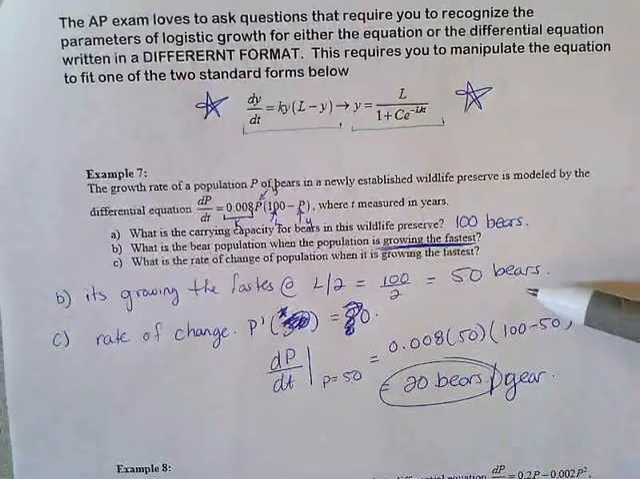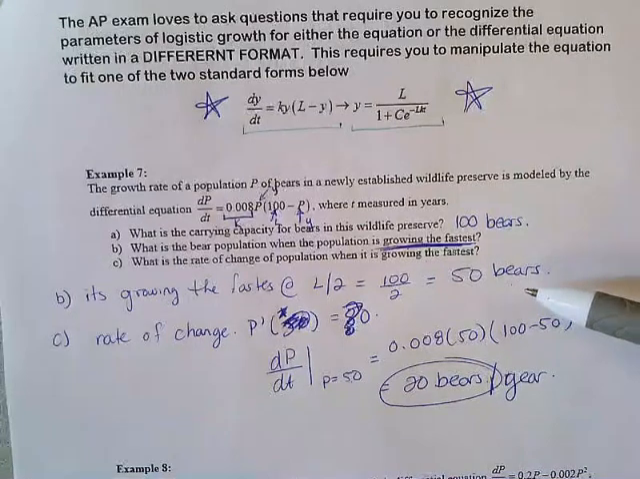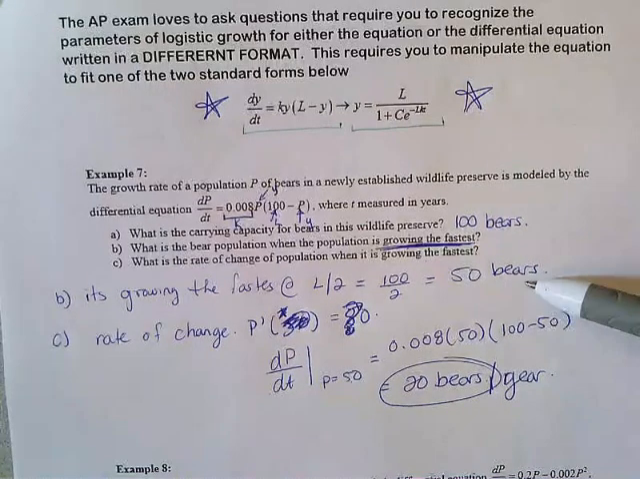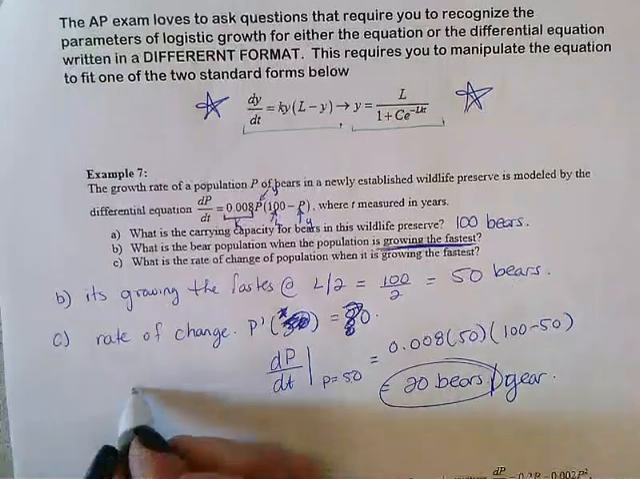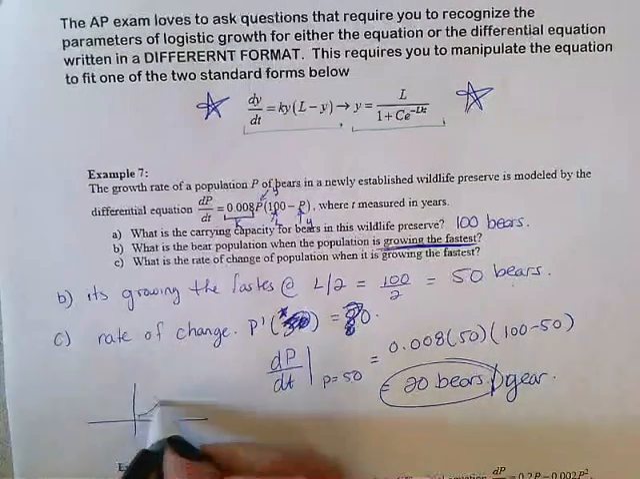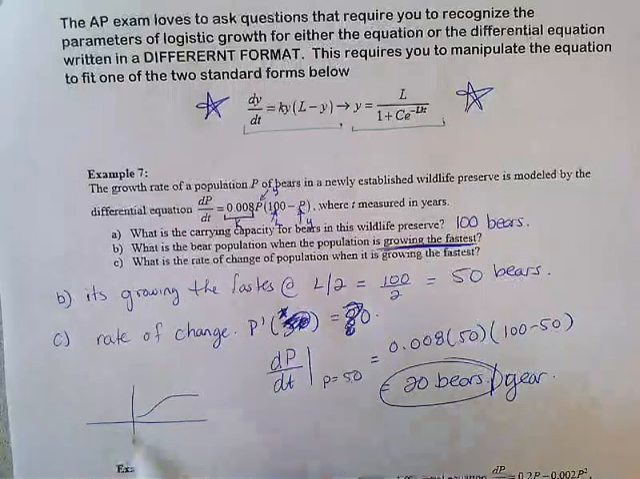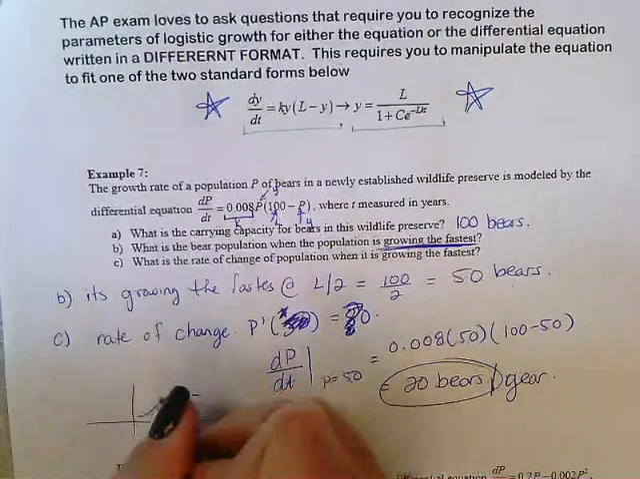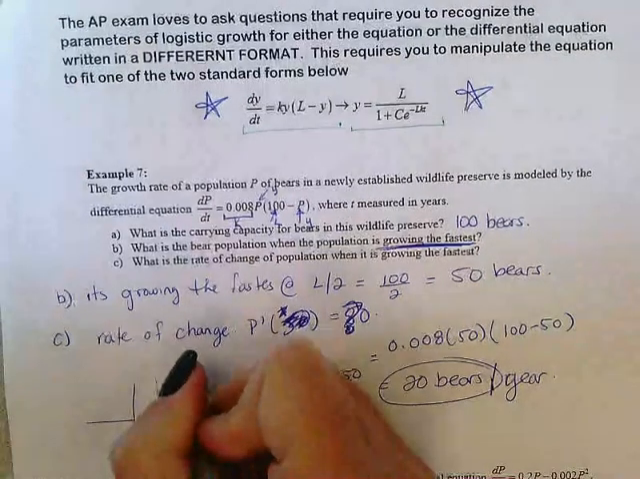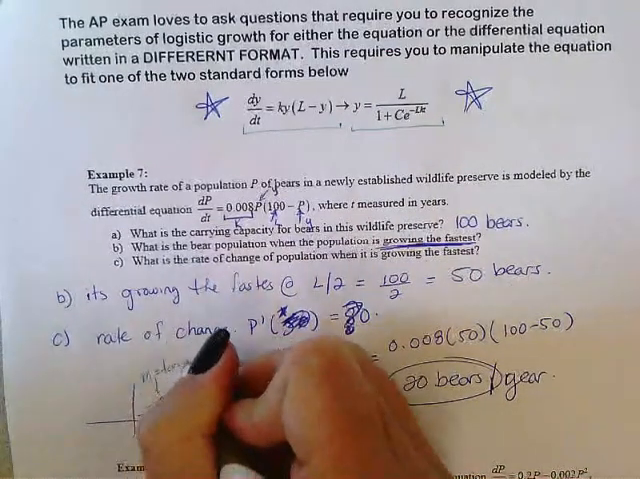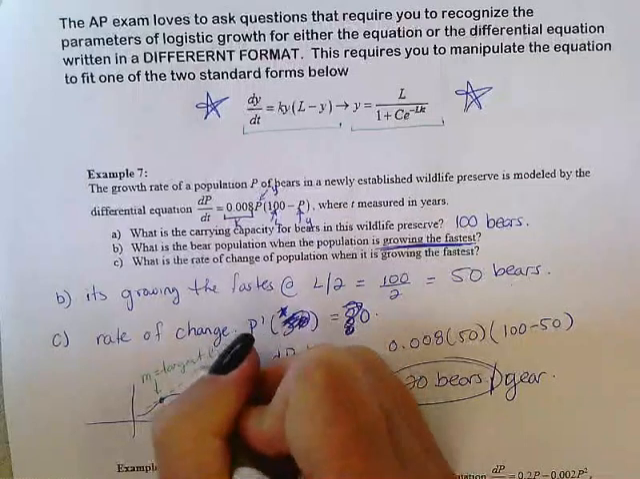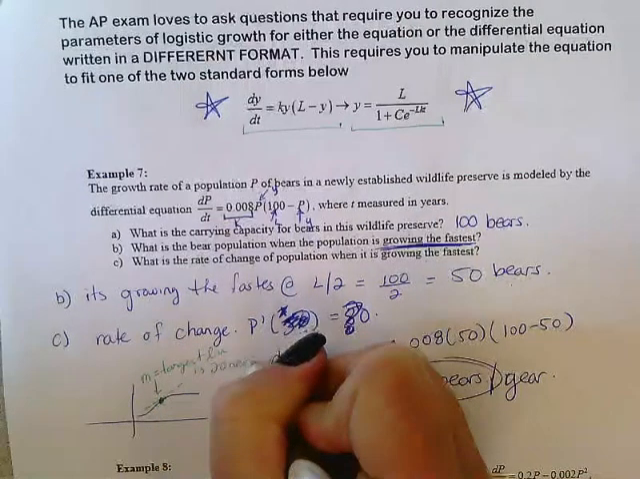So at the moment when the population is growing the fastest, it's actually growing at a rate of 20 bears per year. What this is telling us is that right here, the slope of this tangent line is 20 bears per year.